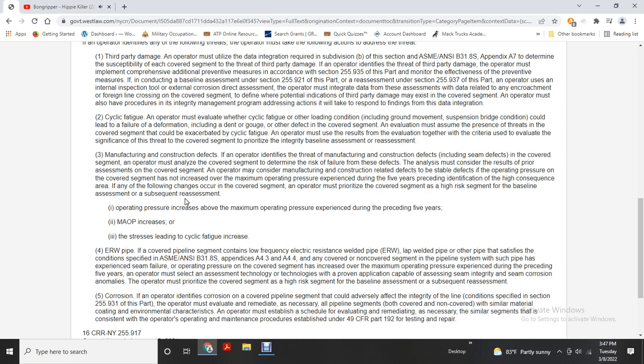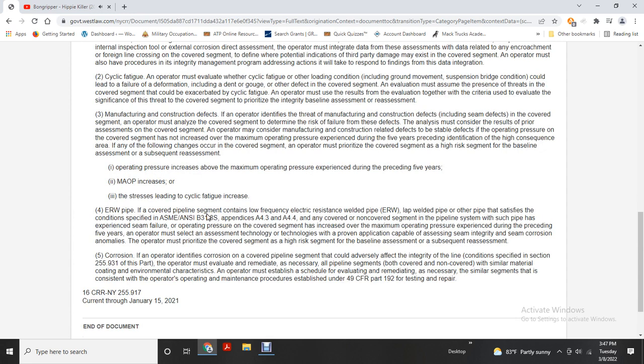Operating pressure increases above the maximum operating pressure experienced during the preceding 5 years. Maximum allowable operating pressure increases. Stressing and cycle fatigue increase. ERW pipe: a covered pipeline segment with low frequency electrical resistance welded pipe, or other pipe that satisfies the conditions of ASME/ANSI B31.8S, Appendix A4.3 and A4.4.